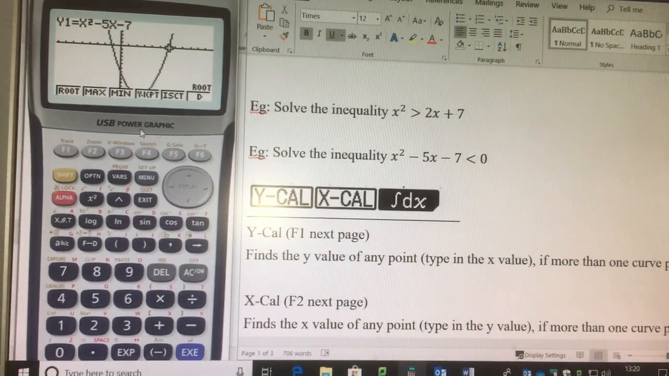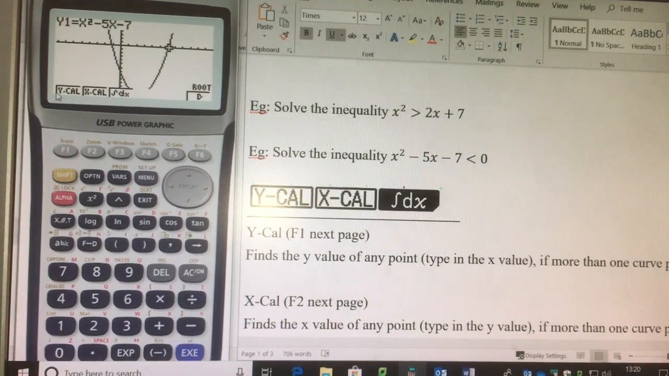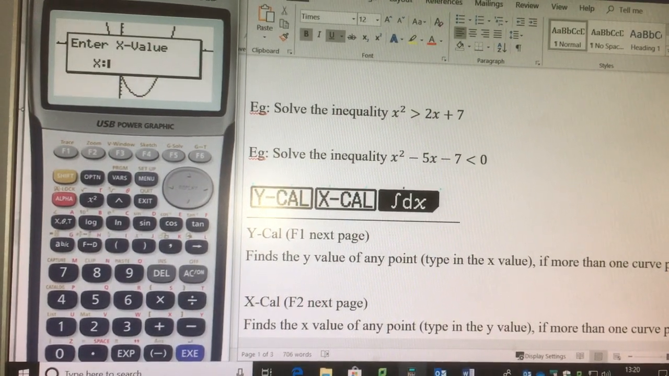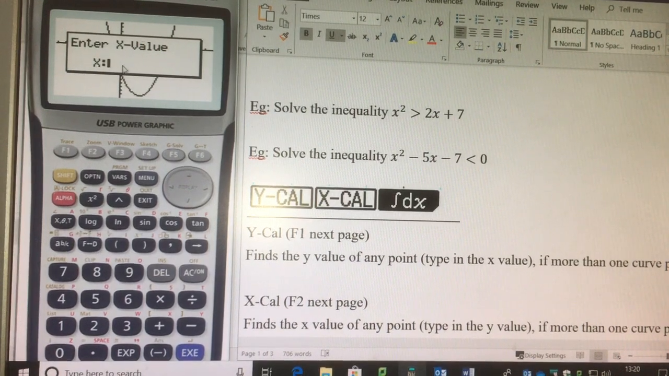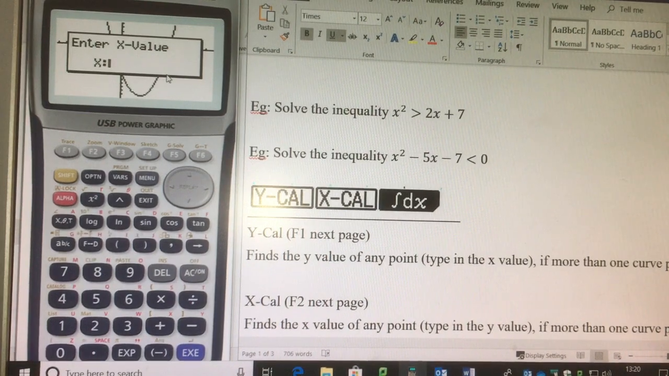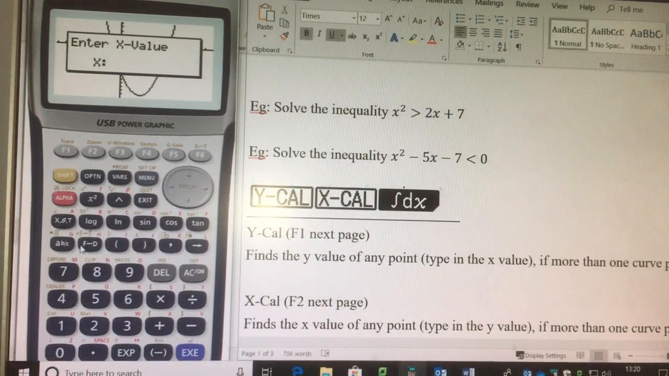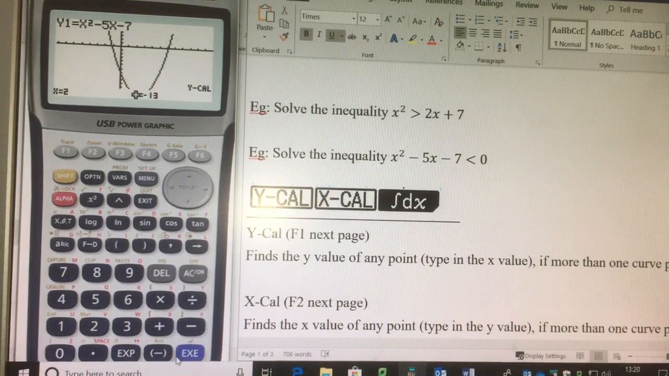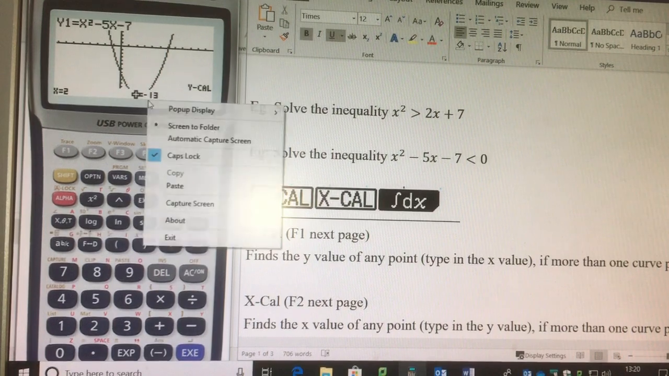Right, there's a couple other bits on this G-Solve menu. So if you go to the next page, we have X-Cal, Y-Cal, and Integral. If we go Y-Cal, it will ask us for an x value. What this is basically doing is saying, if you give me an x value, I will tell you the corresponding y value. So say I want to find the y value when x is 2, type in 2, it'll find me that point on the x and tell me that y is minus 13.